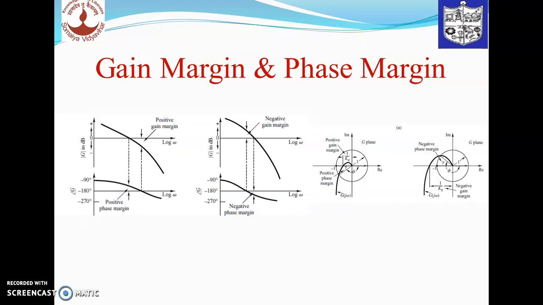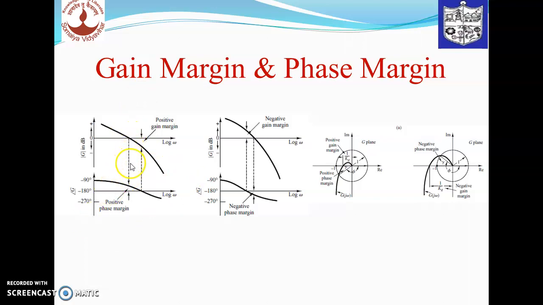Now finding the gain margin and phase margin from the polar plot. We have seen how to get the gain margin and phase margin from the Bode plot. How will we do it? We have done the magnitude plot, we have taken the phase plot, and the point at which the magnitude plot crosses the 0 dB line is your gain crossover frequency.